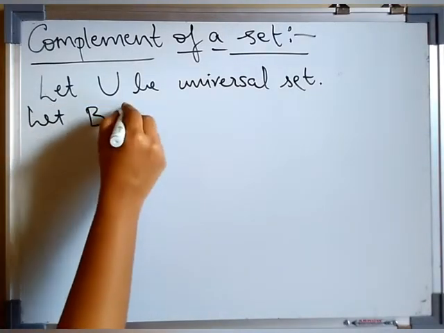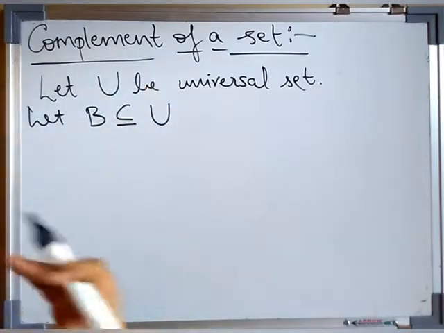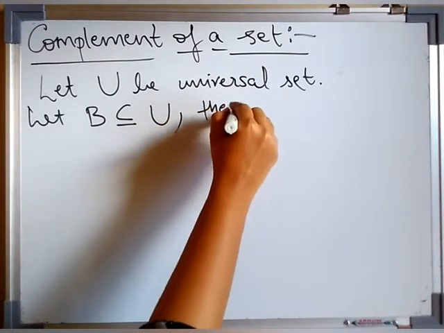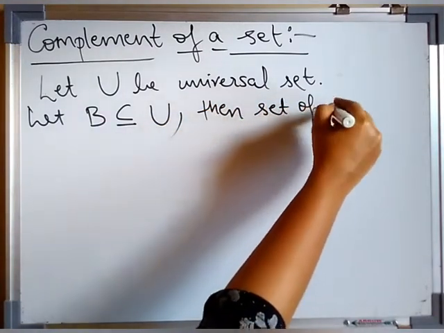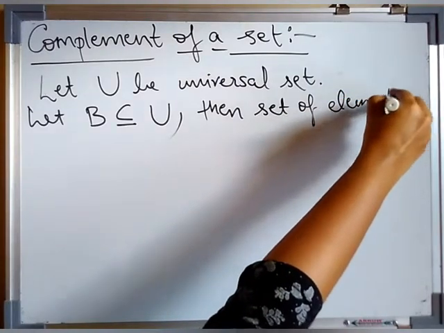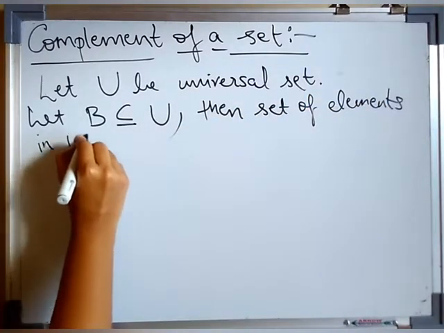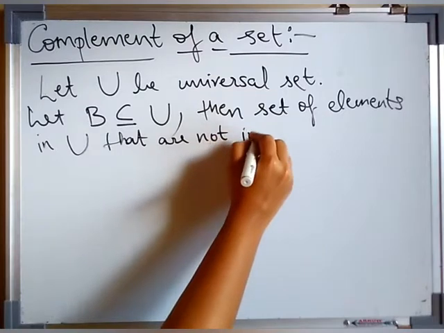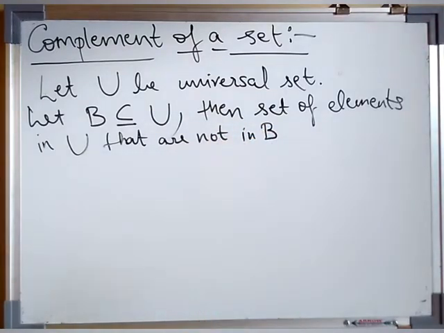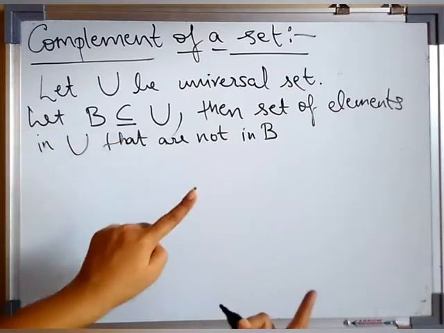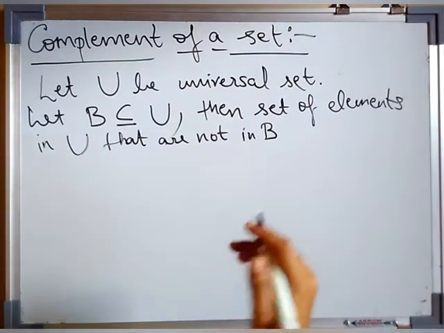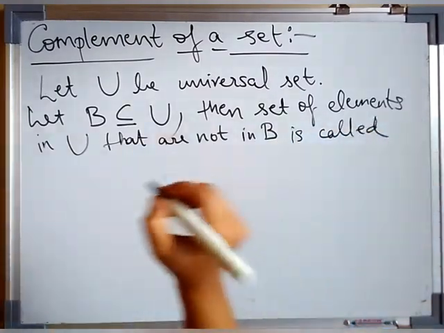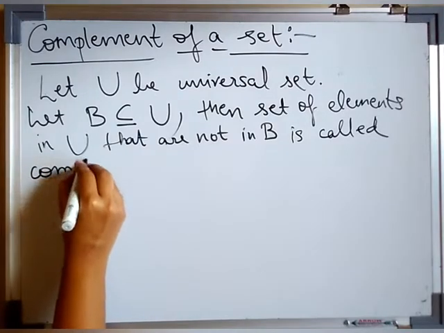Let B be a subset of U. It means B is contained in U; all elements in B are also in U. Then the set of elements in U that are not in B, that are not from B, is called the complement of B.